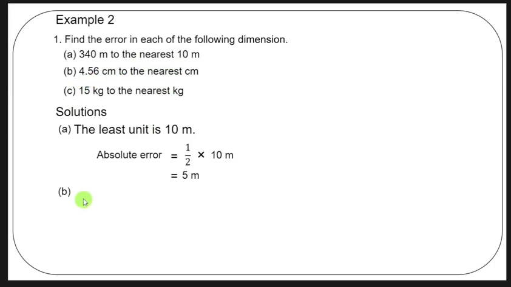So let's move to B. In B, we have 4.56 centimeters to the nearest centimeter. So in this case, when they say to the nearest centimeter, such an instrument has decimal places, decimal numbers here.